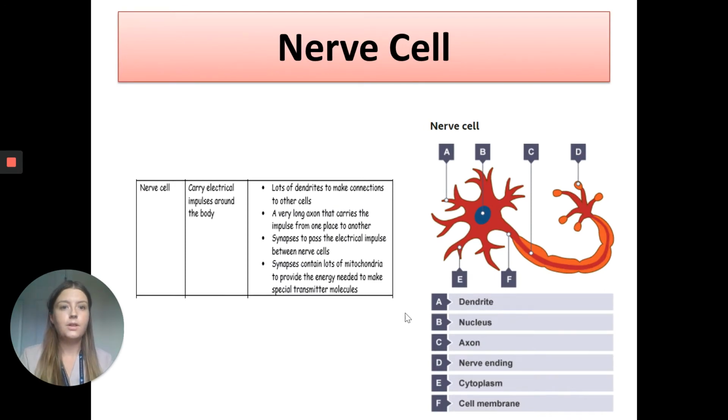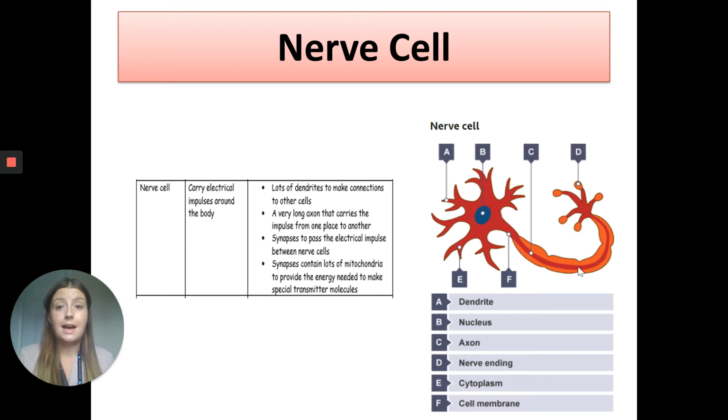Okay, nerve cell. So again, another cell that looks nothing like that standard animal cell that we look at, but it is an animal cell. So you can see that here in this diagram that we've got A, which are dendrites. Okay, and the dendrites allow connections to be made to other cells. Now, the real name for a nerve cell is a neuron. Okay, we've got a large axon, so the axon's here. And that's the part that carries the electrical impulse from one place to another.